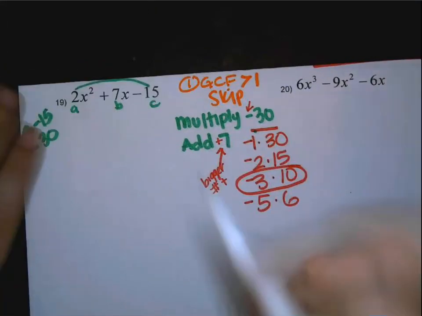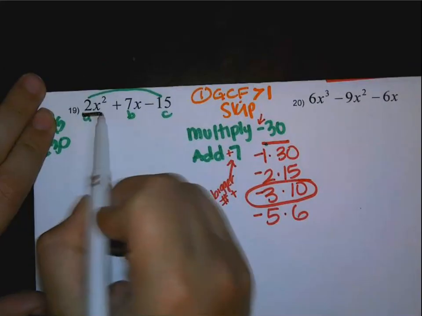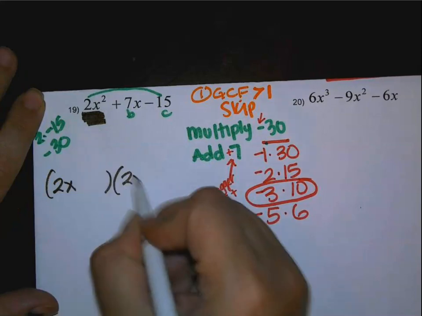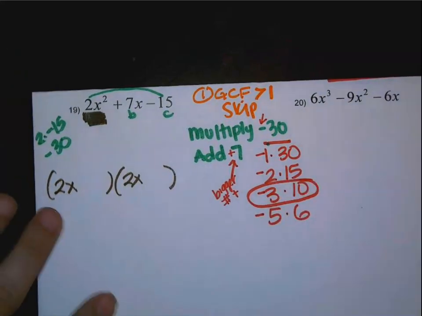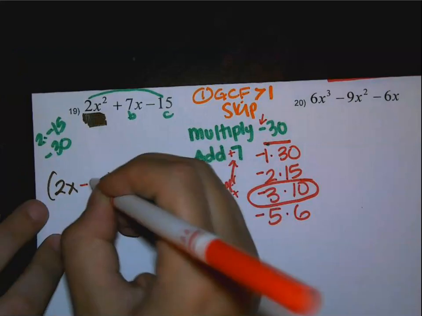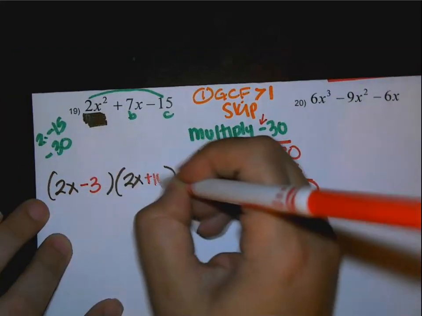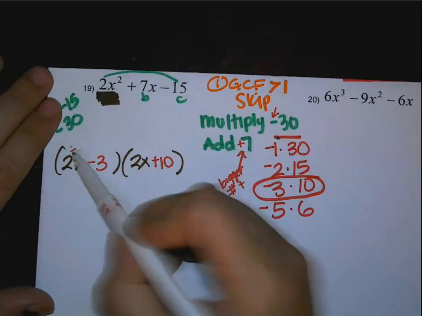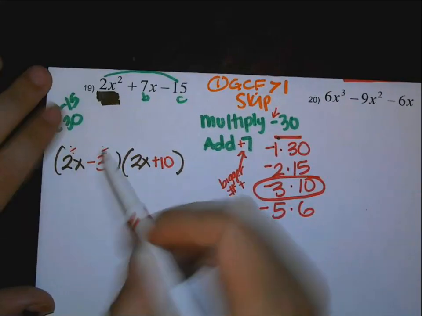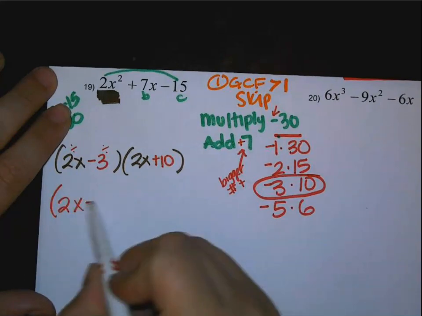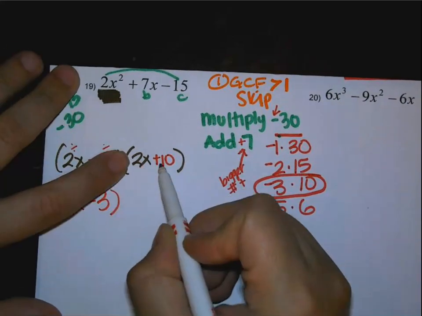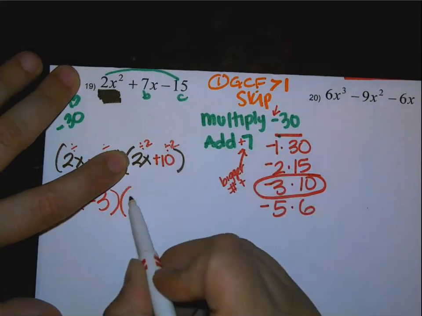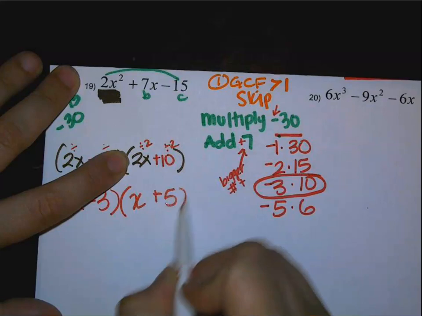So then if we're going to use this method, we take the 2x and we put it here and we put it here. And then you take these two numbers and put them in the spot here and here. And it doesn't matter which one goes which. And then we ask ourselves, can anything divide into 2 and 3 other than 1? No. Can anything go into 2 and 10? Yes, 2. So then we'd have x plus 5 here.